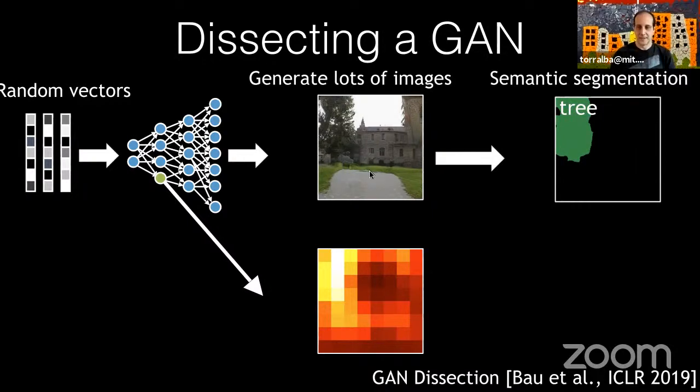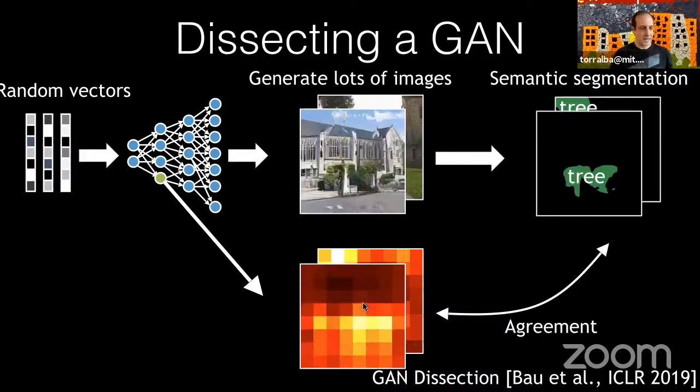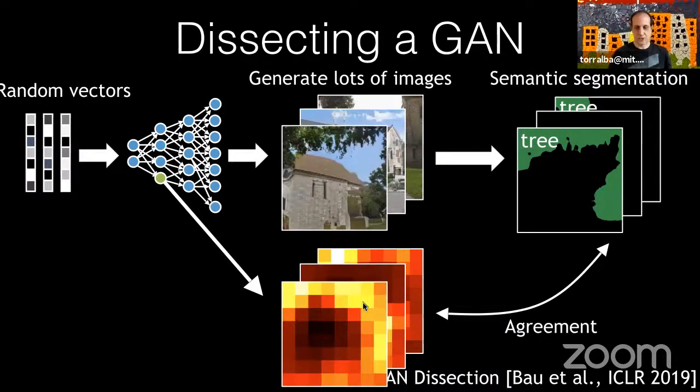So in this picture, what we can do now is take this heat map, scale it up to the size of this image so we have the same resolution, and just check if there is agreement between the pixels that are labeled as tree and the regions where this unit is strongly activated. And we do this over many, many images, not just one, but thousands of images. And we measure the agreement.